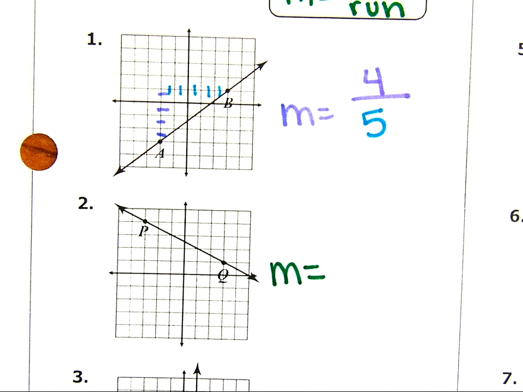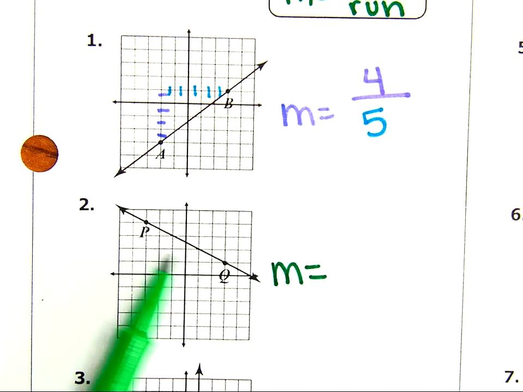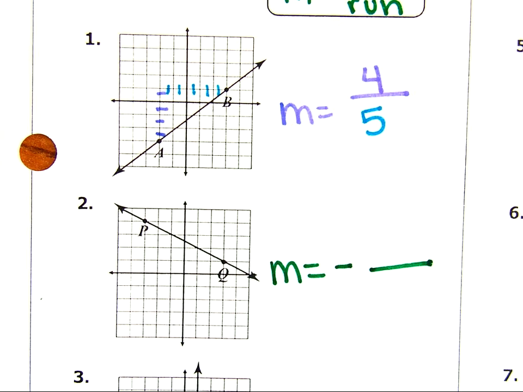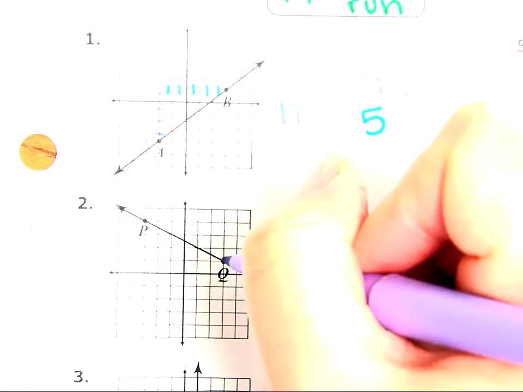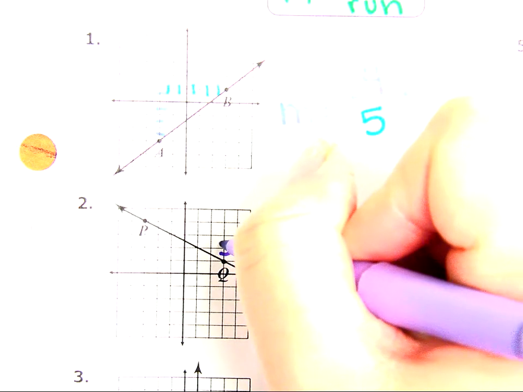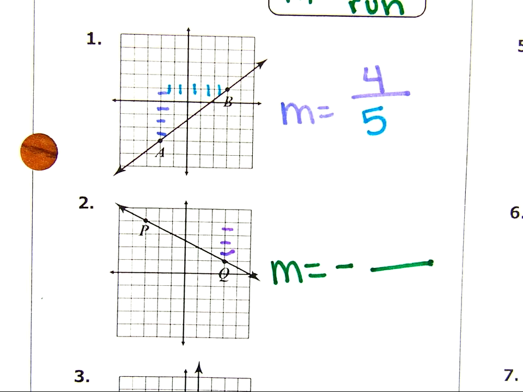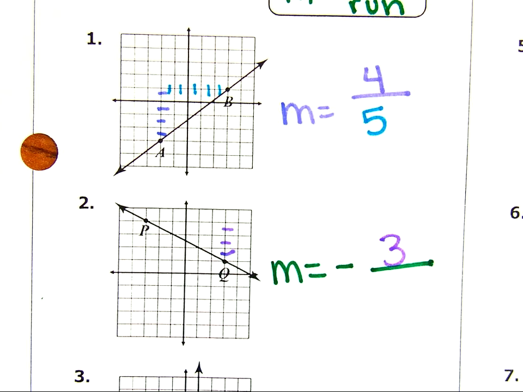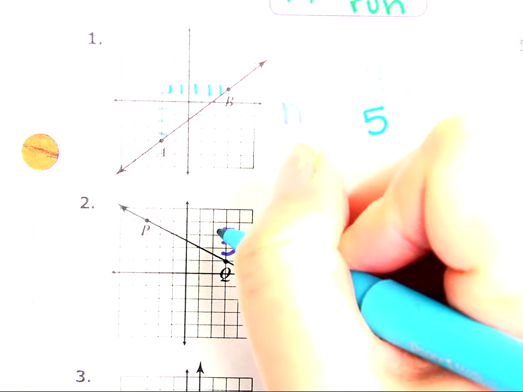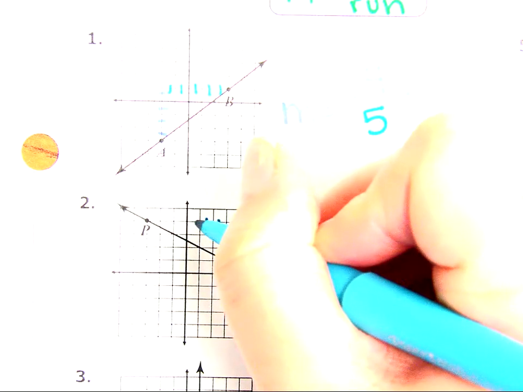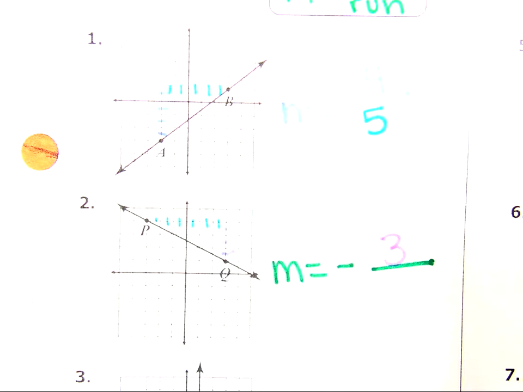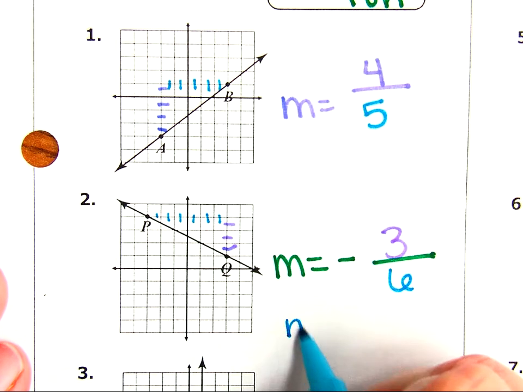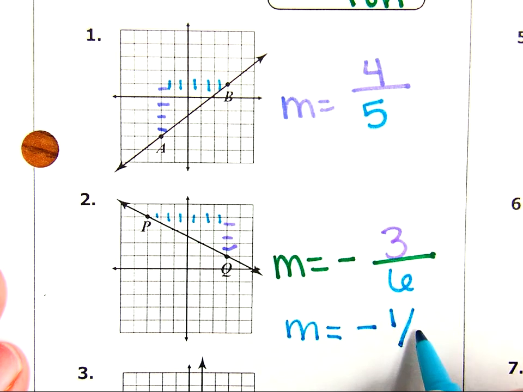First thing I would look at here is notice that this is a negative, so I know my slope needs to be a negative. Okay, so now I need to count how far up and down they are apart. So I would have 1, 2, 3. Okay, and then left and right, or the run, is going to be 1, 2, 3, 4, 5, 6. 3 over 6. And that can be simplified. So the slope of this line is really negative 1/2.